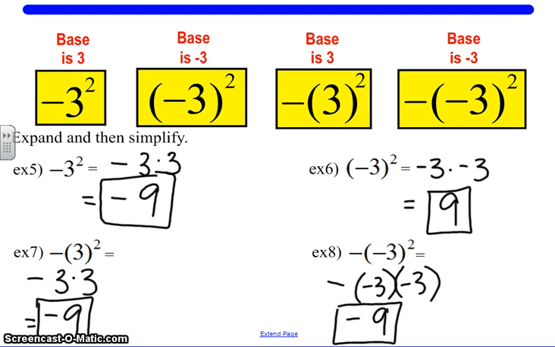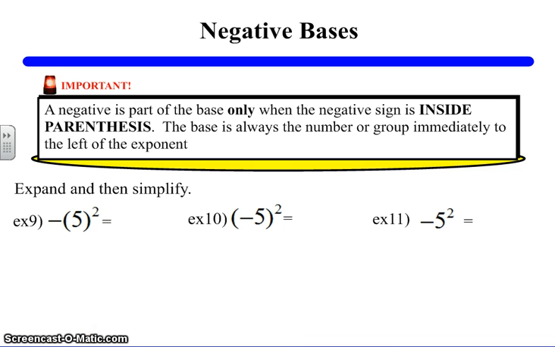So when we have negative bases, this is going to be very important. Make sure this is in your notes. If you need to pause the video, please do so. A negative is part of the base only when the negative sign is inside the parentheses, and we saw that in the last 4 examples. The base is always the number or the group that is immediately to the left of the exponent. So group meaning what is inside the parentheses. So examples 9, 10, and 11 are looking at this very important rule.